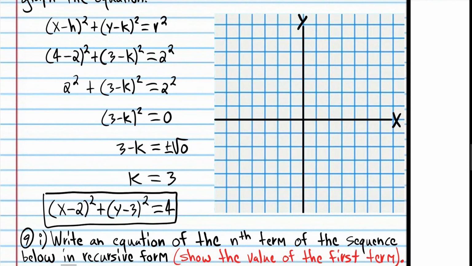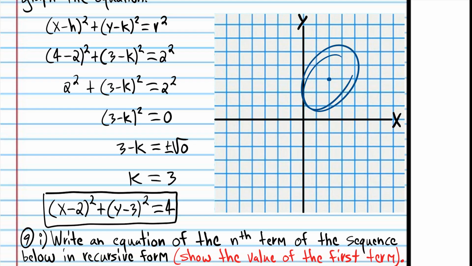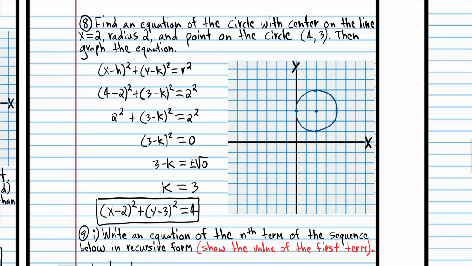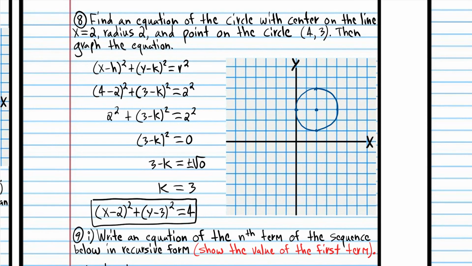Okay, now let's graph the equation. So the center is 2, 3. That's here. And the radius is 2, so we go up 2, down 2, to the right 2, and to the left 2. And then we connect the dots. Here a circle doesn't have to be perfect. So there you go. If you got that right, good.